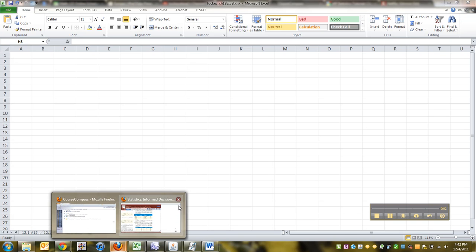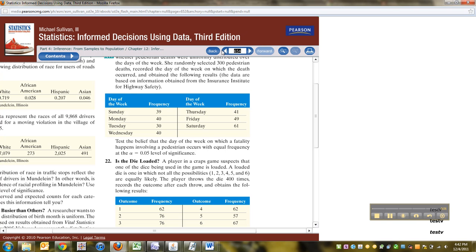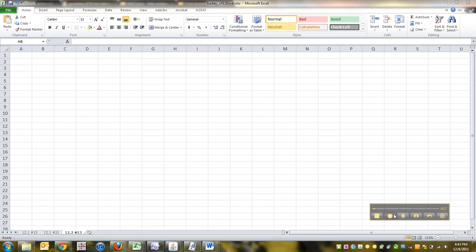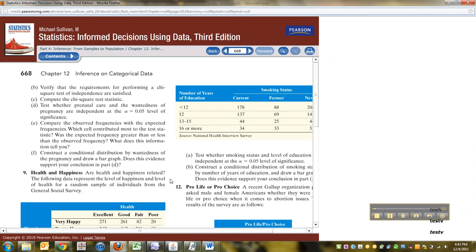Continuing on with our Chapter 12 Excel, let's look at what we're going to be doing for 12.2. That's chi-square test for independence and or homogeneity, depending on how your problem is defined. So we're going to look at number 15. Oops, excuse me, number 13. Sorry. Let me go back. All right, so number 13.